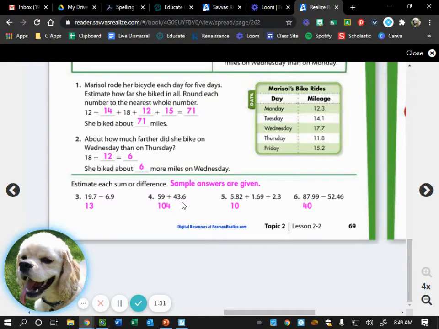And then 43 and 6/10. The 4 is the largest place value. We look next door, it's a 3. Now 3 is not 5 or more, so our 4 would stay the same. Everything else becomes zeros. So 60 plus 40.